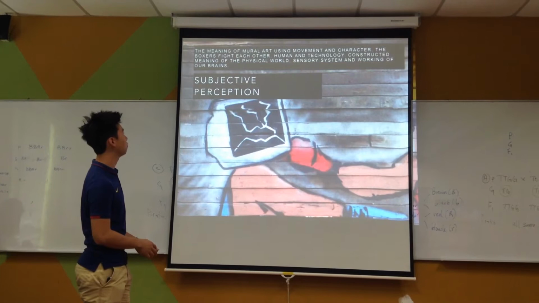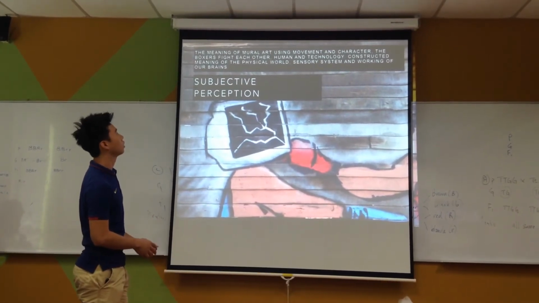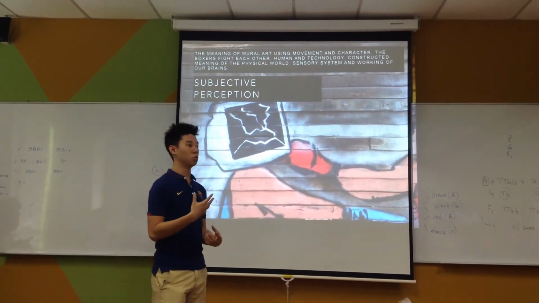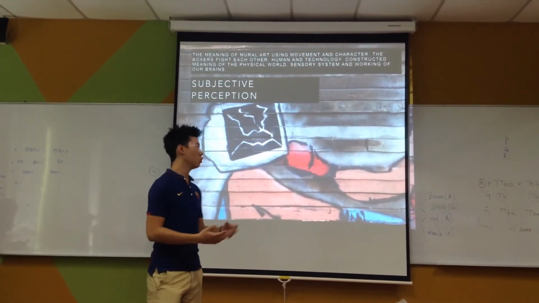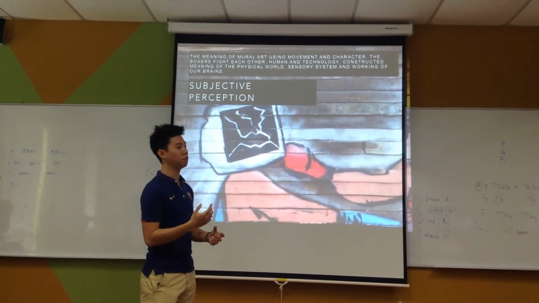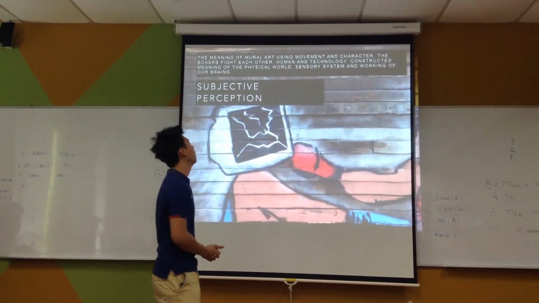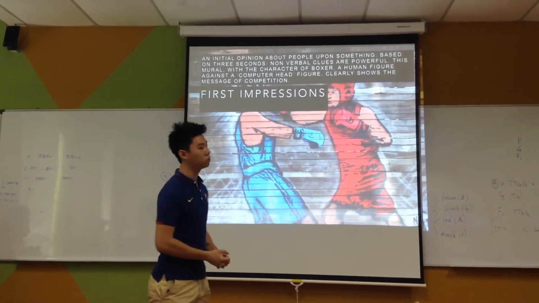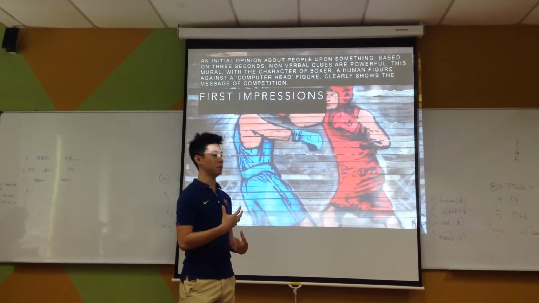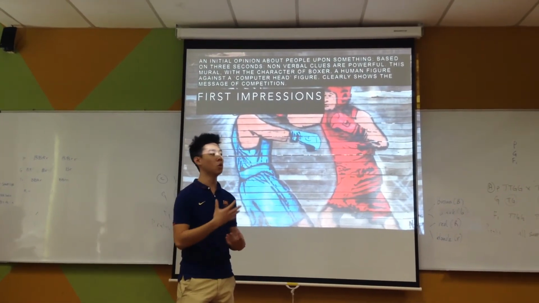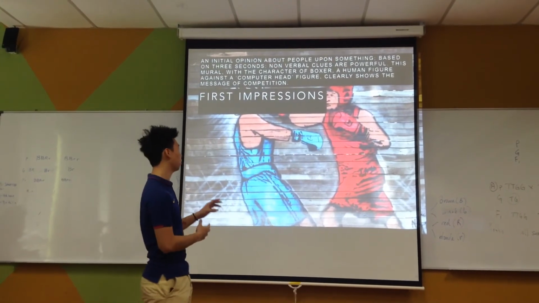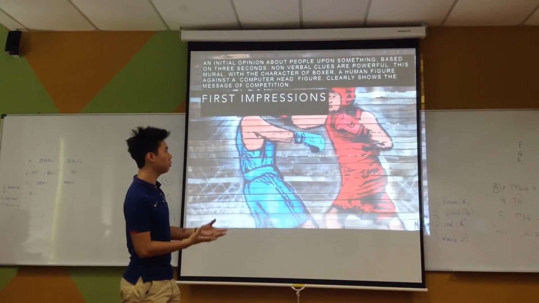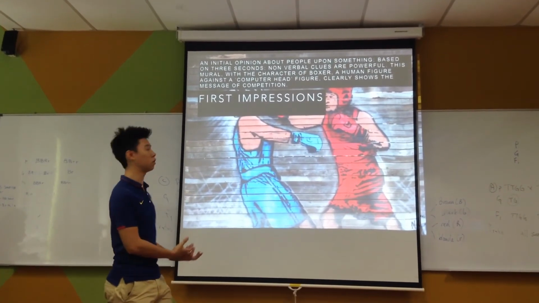Okay, subjective perception. This mural uses movement and character to convey the message. You can see two boxers, and you can see the movement of the technology getting knocked off. First impression: when you look at mural art, it takes 3 seconds to understand what the mural is talking about. As you can see, it clearly says two boxers are fighting, human against technology.